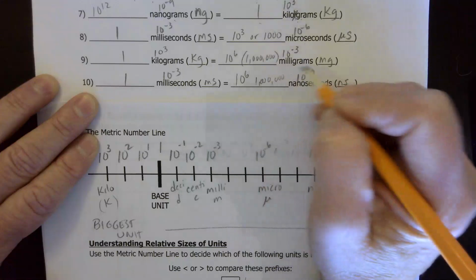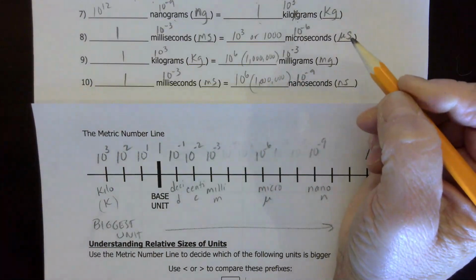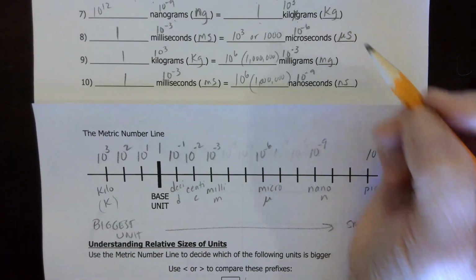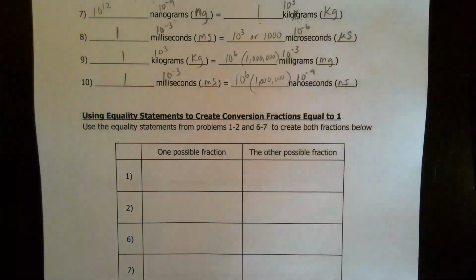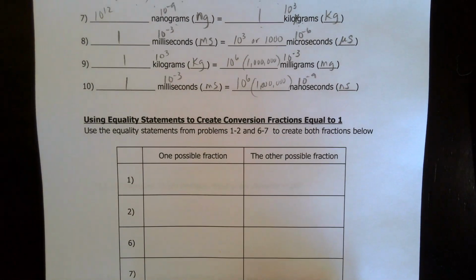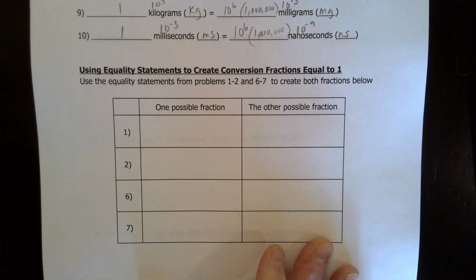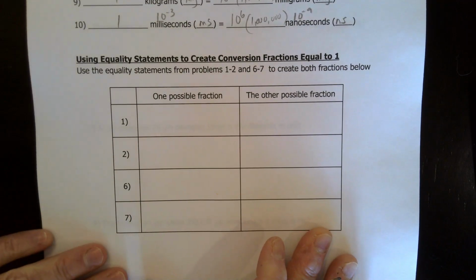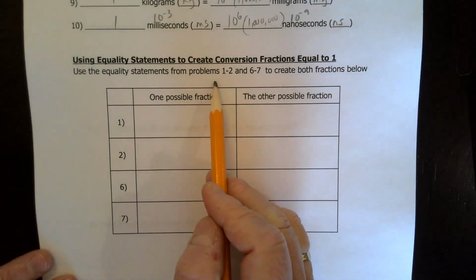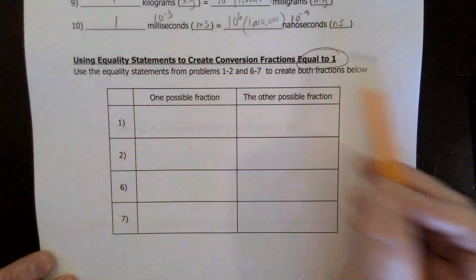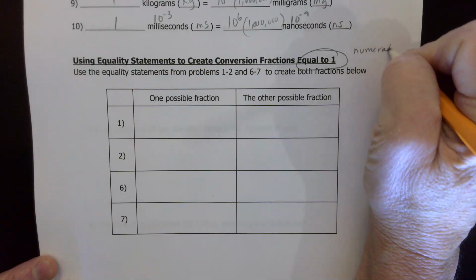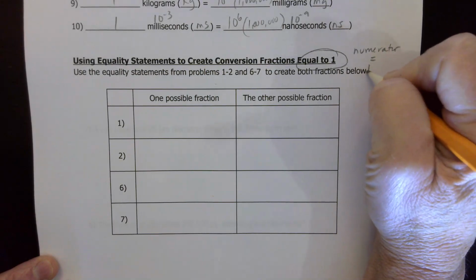Okay, so these are what we call equality statements, right? These are equality statements, which are going to be very useful as we create what are called conversion fractions. Conversion fractions are fractions that are equal to 1, meaning that the numerator is equal to the denominator.